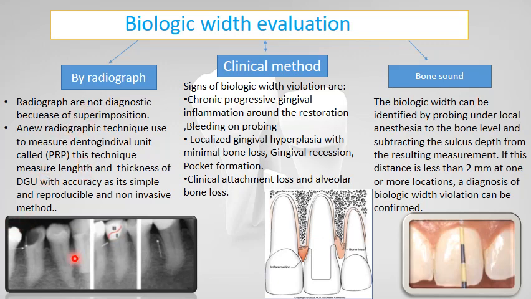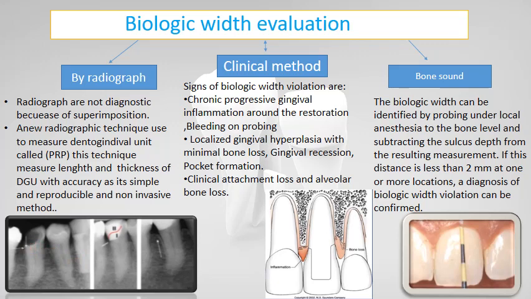Number 3, biologic width evaluation by radiograph. Radiographic interpretation can identify interproximal violation of biologic width, but radiographs are not diagnostic because of the superimposition.